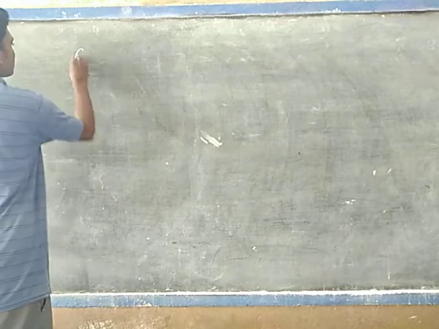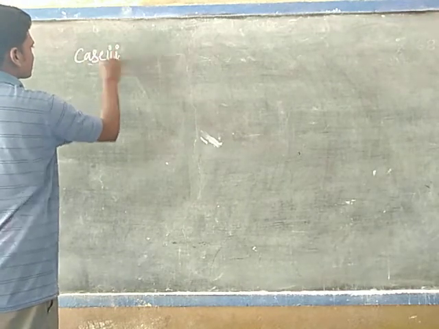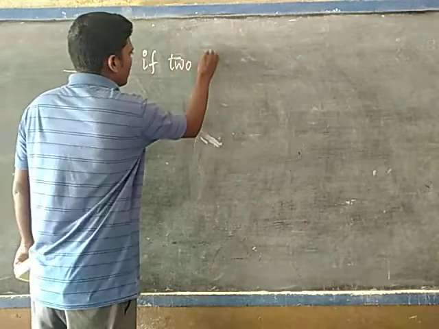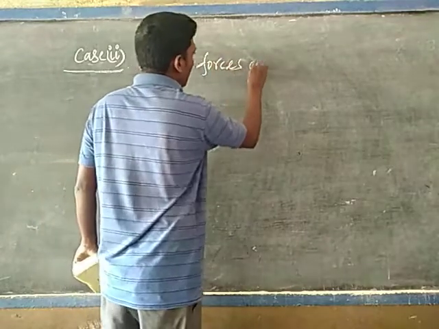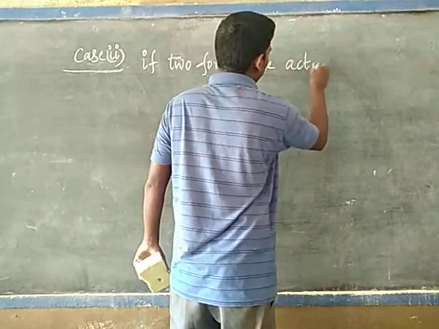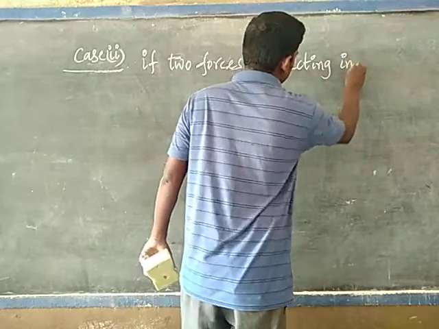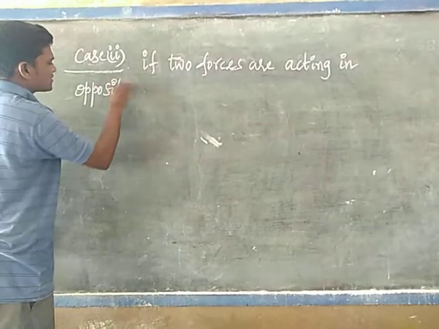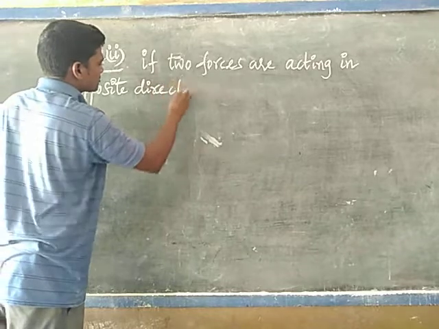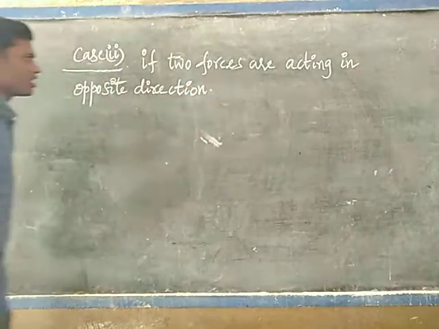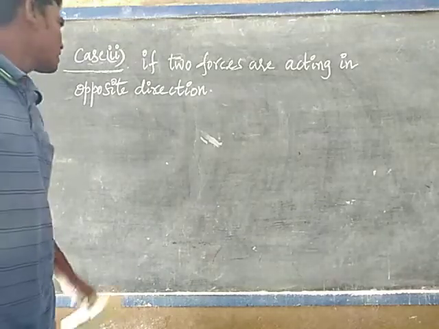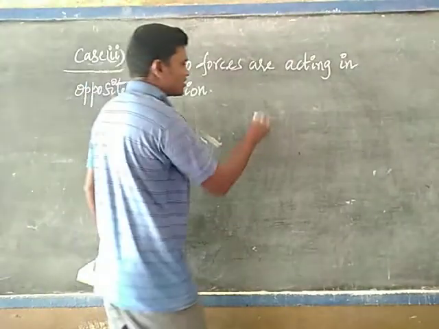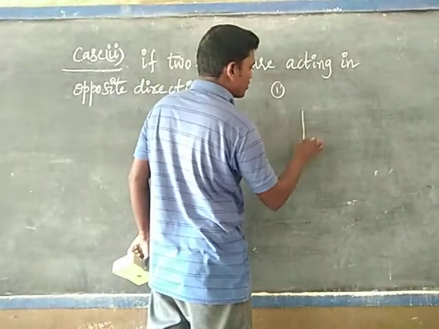Next, case number 2. If two forces are acting in opposite directions, listen very carefully. If two forces are acting in opposite directions, what is the net force? How can we find it? For this, we will discuss two examples.